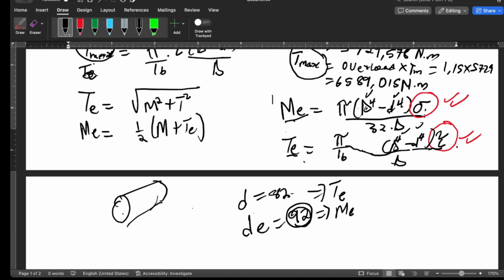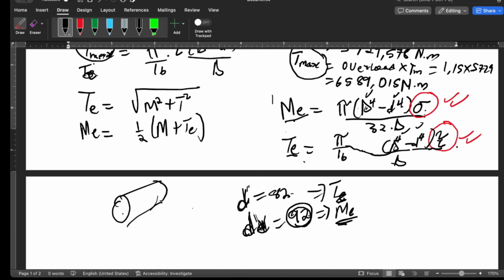Do you get that part, guys? Wait, sir, can you repeat? You said you can have equivalent diameter. I'm saying you calculate this diameter from the equivalent bending moment and this one from the equivalent torque. So now you have these two diameters because you were given both stresses, bending stress and shear stress. Which one are you going to use?